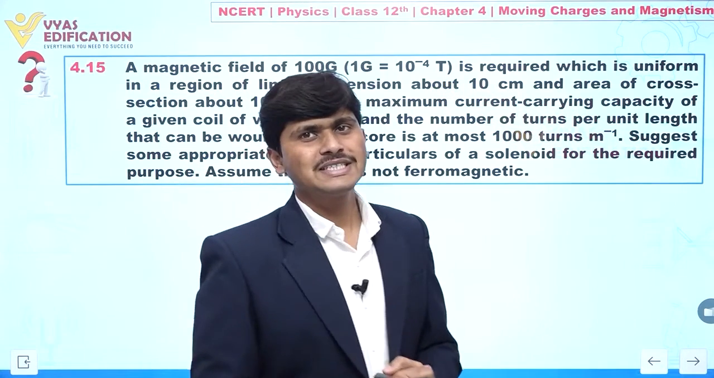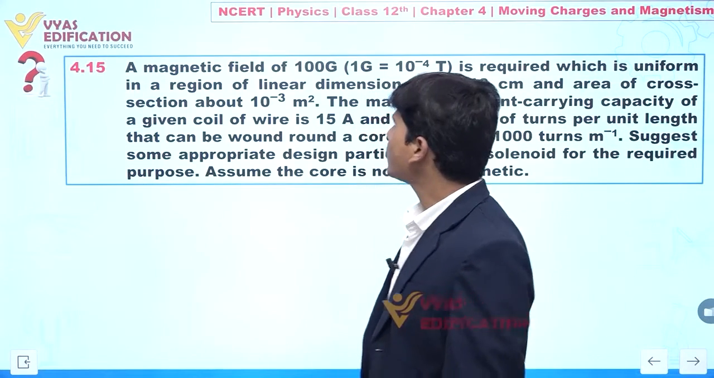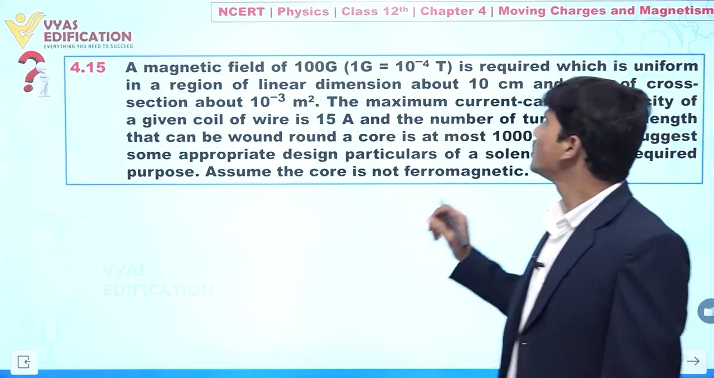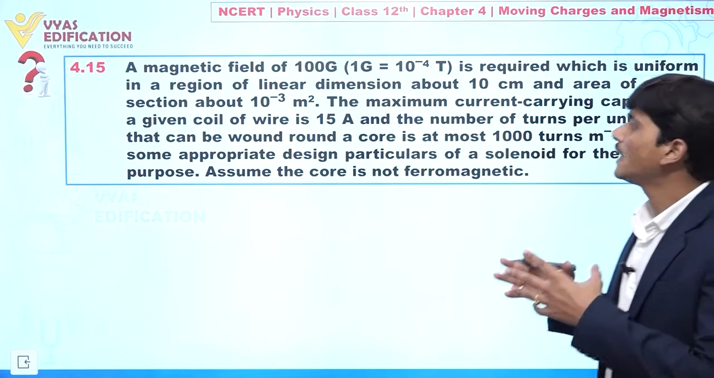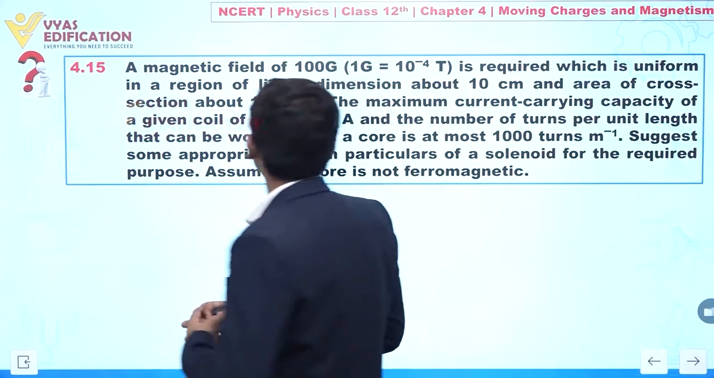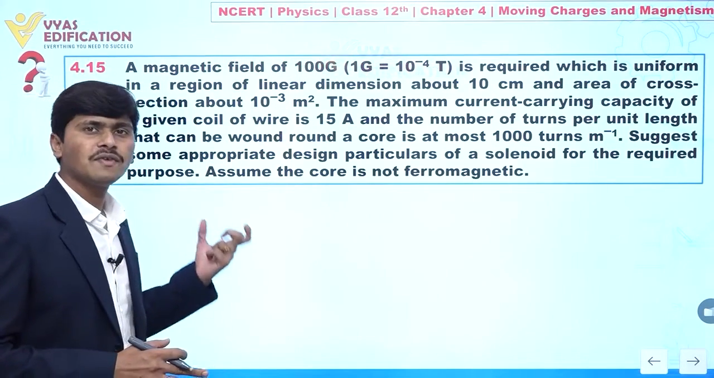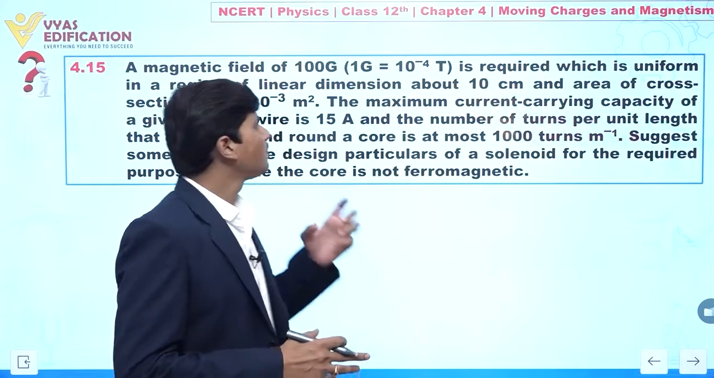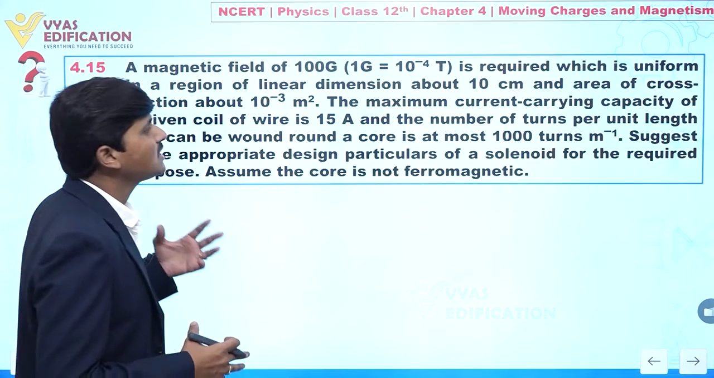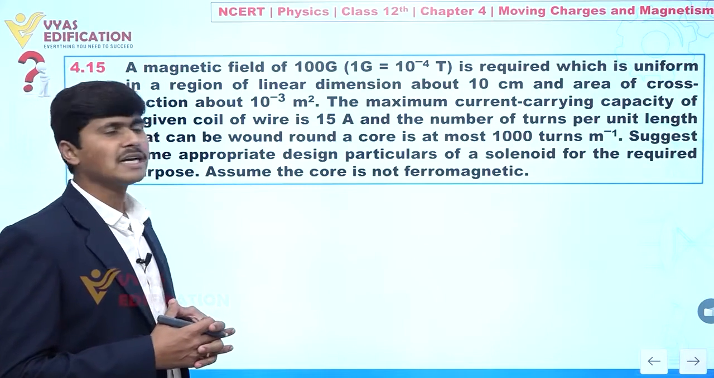Now dear student, we are going to discuss question number 4.15. In this question, a magnetic field of 100 Gauss is required which is uniform in a region of linear dimension about 10 centimeter and area of cross section about 10 to the power minus 3 meter square. It is also given that the maximum current carrying capacity of a given coil of wire is 15 ampere and the number of turns per unit length that can be wound around a core at most is 1000 turns per meter. So now we have to suggest some appropriate design for this solenoid.